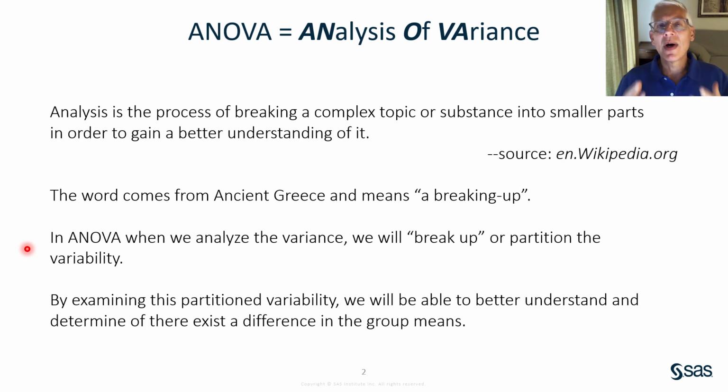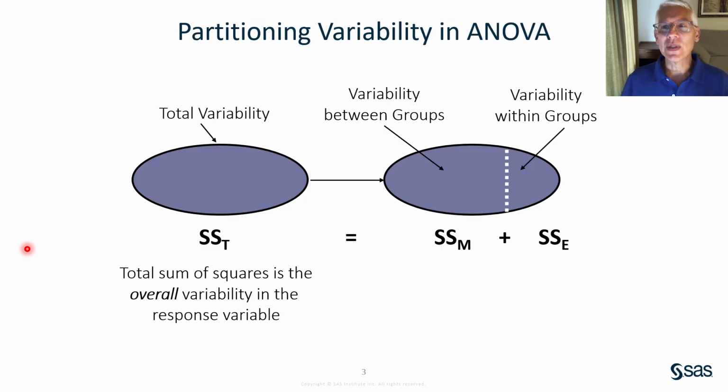In other words, we want to be able to use this partitioning of the variability to help us understand if a difference in the two population means actually exists. What does this start to look like?